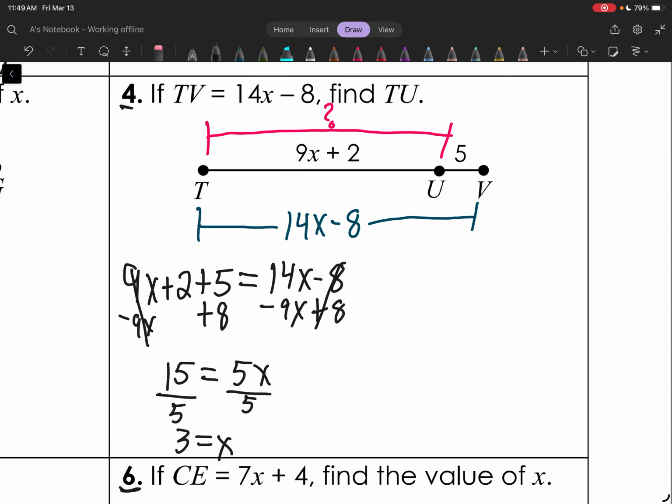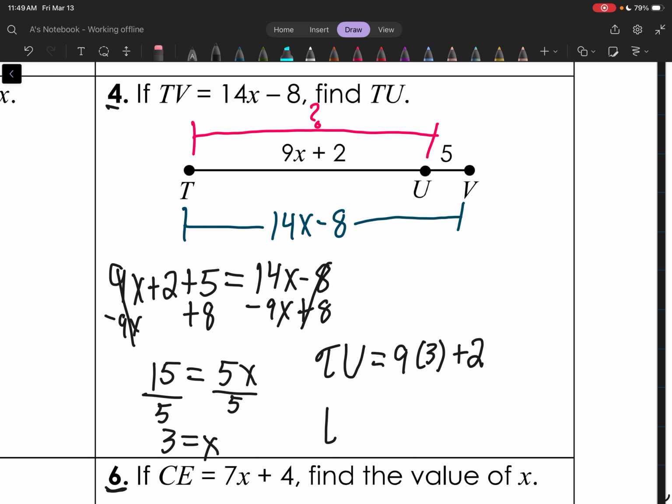If you go back and read the directions of the question, it says find the length of TU, so I am not finished. TU is equal to 9x plus 2. I'm going to plug in this 3, so 9 times 3, plus 2. This is 27 plus 2. So line segment TU is equal to 29 units. And we're finished.